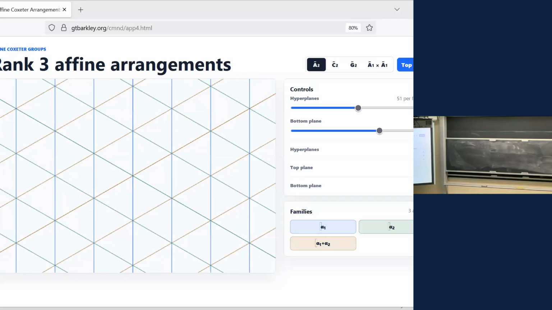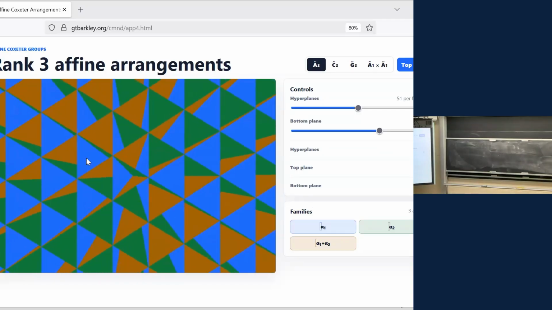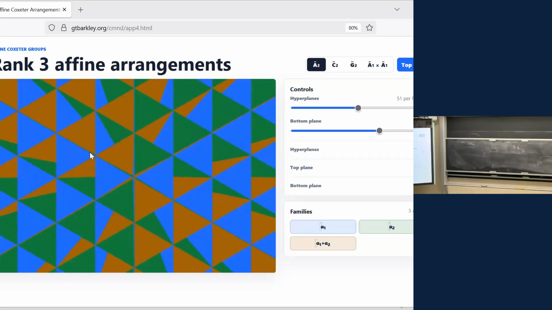Well, the first thing we need to realize is that when we look at these two-dimensional pictures for a rank 3 Coxeter group, we're actually looking at a two-dimensional slice through a three-dimensional hyperplane arrangement. So the first thing we want to do is think about this picture in 3D. Okay, so this is now a 3D hyperplane arrangement.